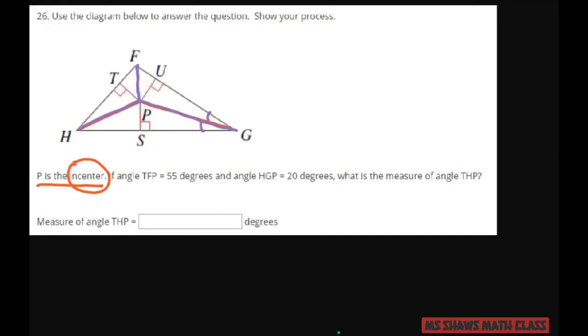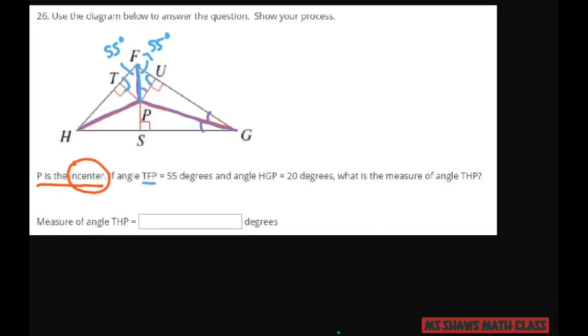So let's see what they gave us. TFP is 55, so that means this is 55 degrees. Since this is the angle bisector, this side is also 55 degrees. We also know that this is perpendicular, so this is 90.